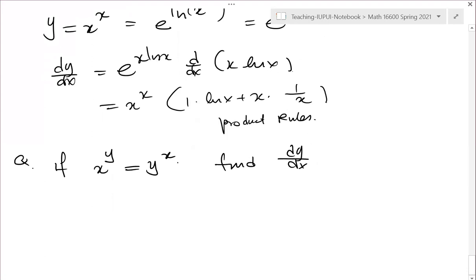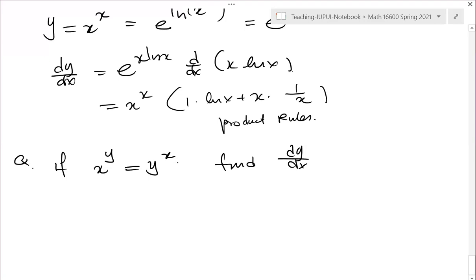Now, this relationship is very weird. x to the y equals y to the x. Can you solve for y in terms of x? No, at least I cannot express it using elementary functions. They're just bonded together and cannot be separated. But it is a relationship between those two variables. If one variable changes, the other variable can probably be uniquely determined.